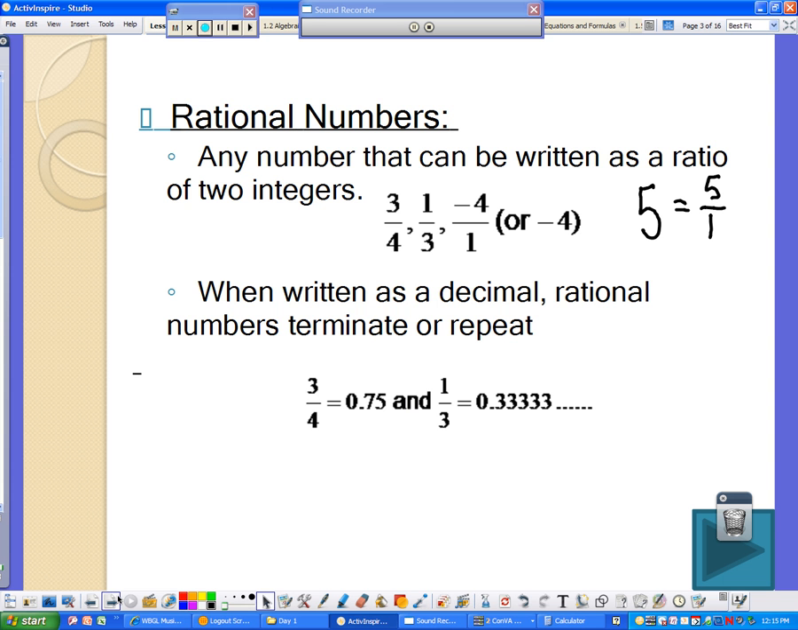Whenever you write a rational number as a decimal, it's either going to terminate or it will repeat. So 3/4 would be 0.75. It stops, it ends. 1/3 is 0.3 repeating.